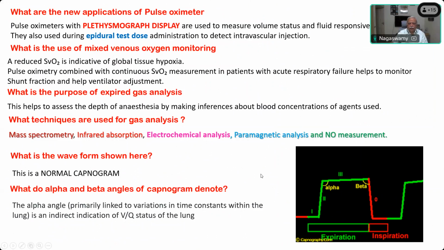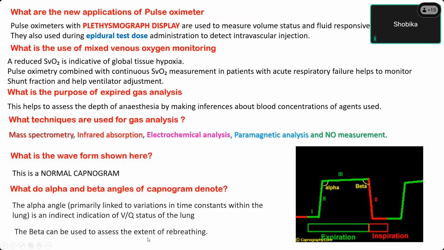Similarly, beta angle indicates the extent of rebreathing of CO2. Okay, if supposing the amount of carbon dioxide is more, this will keep going up and it will become wider like this. Normally it is about 90 degrees. It becomes 110, 120. That means the patient is rebreathing carbon dioxide and the level of carbon dioxide will be elevated. Okay, so that is about it.